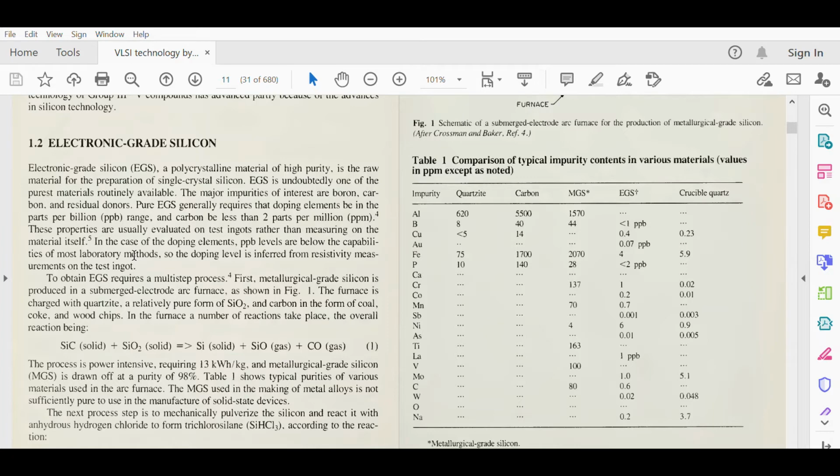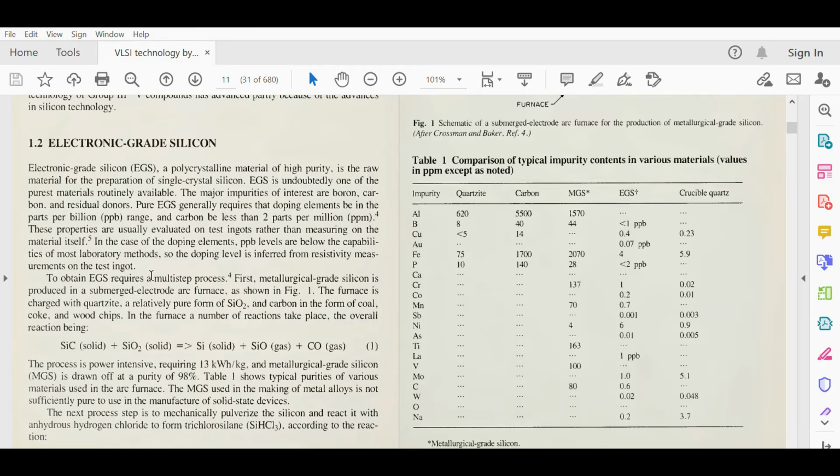So depending upon the application, we are going to create the doping levels. In the case of carbon, it has to be 2 parts per million. If I dope boron, then it has to be parts per billion. So our application will decide how much band gap we want in silicon, and then we actually manufacture that particular kind of IC. In the case of the doping elements, ppb levels are below the capabilities of most laboratory methods, so the doping level is inferred from resistivity measurements on the test ingot.